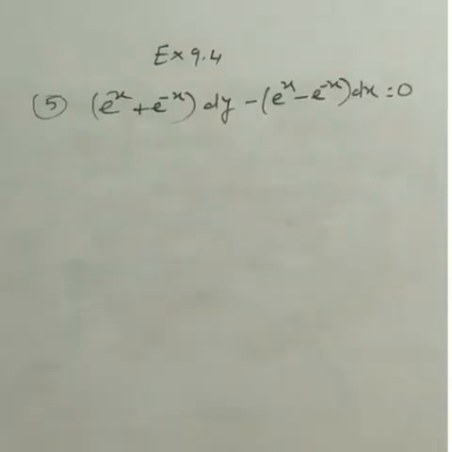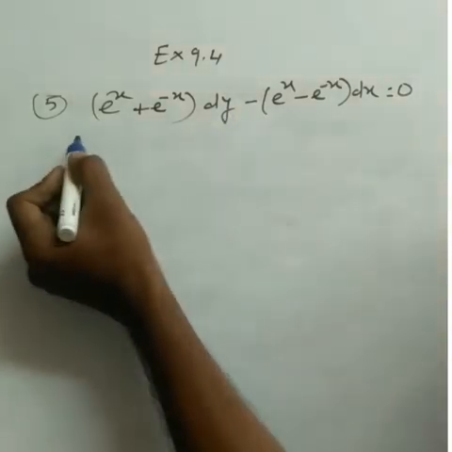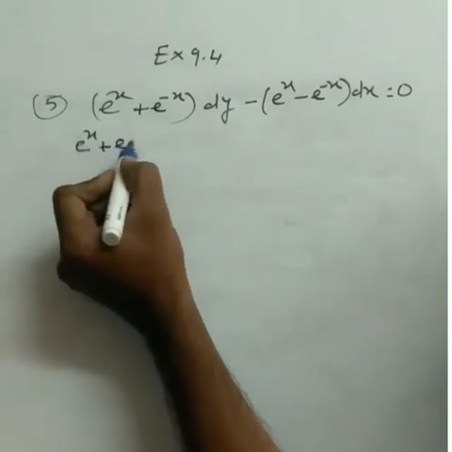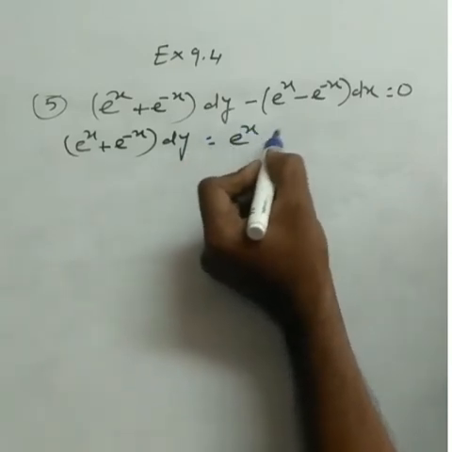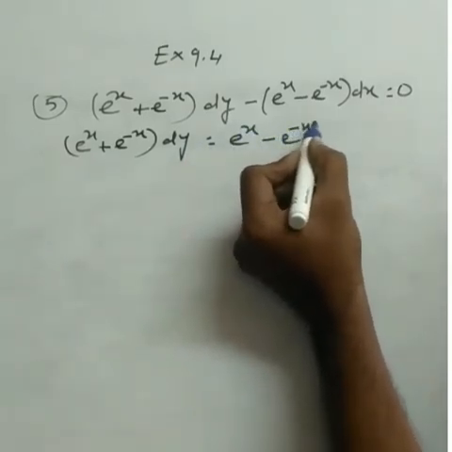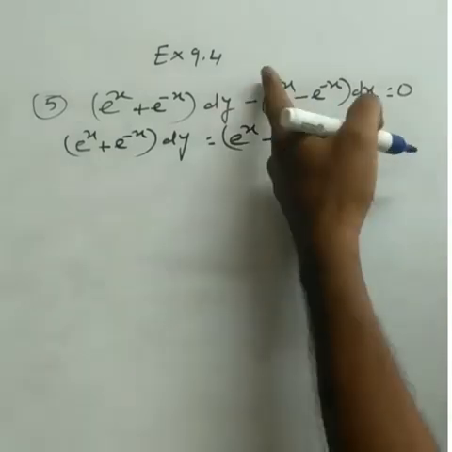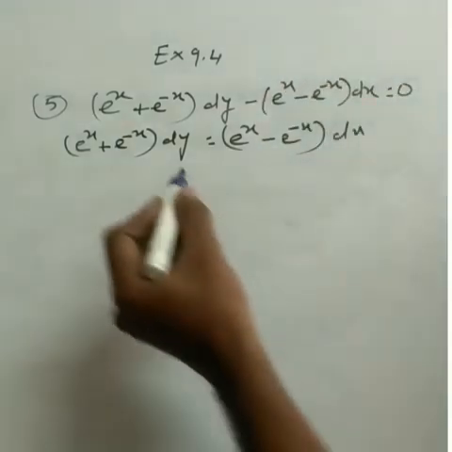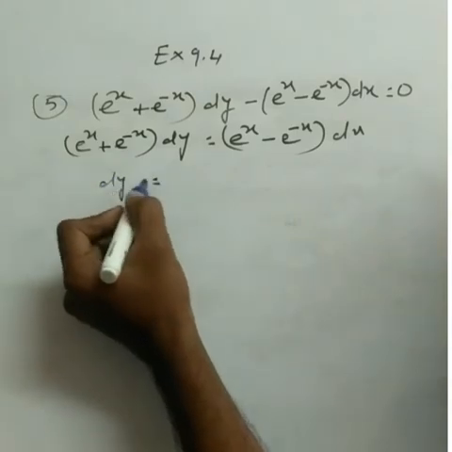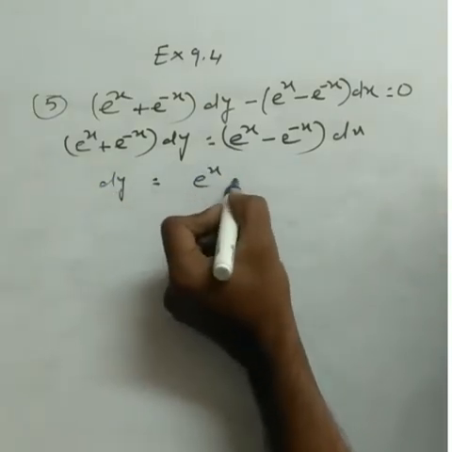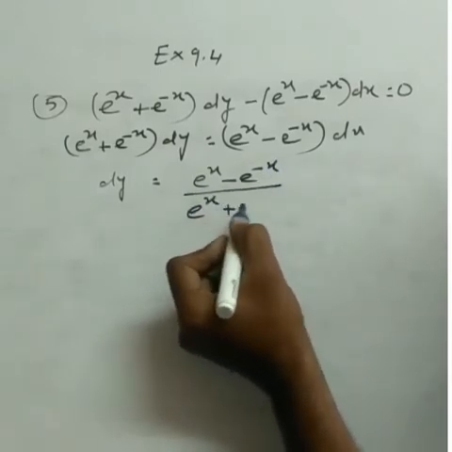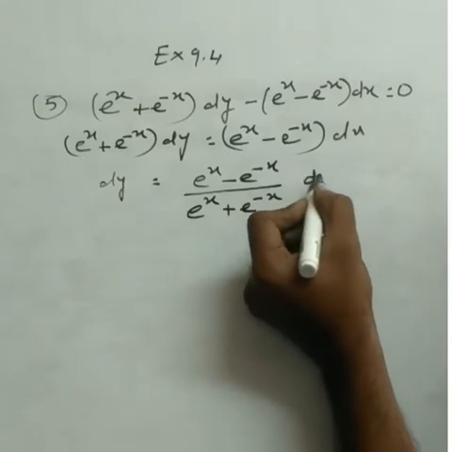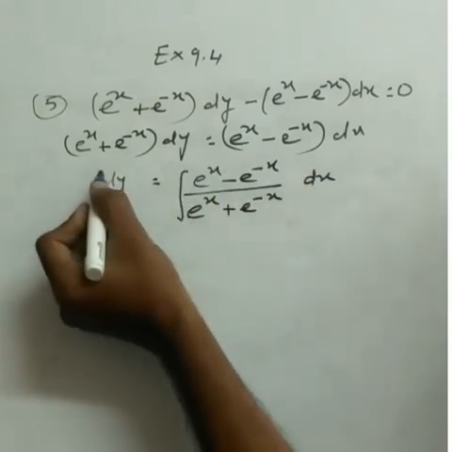Here, to solve this differential equation, we'll try to separate the variable. (e power x plus e power minus x) dy will be equal to (e power x minus e power minus x) and dx. This term is shifted on the right hand side. Now here dy equals e power x minus e power minus x upon e power x plus e power minus x, and dx. Now integrate both the sides.